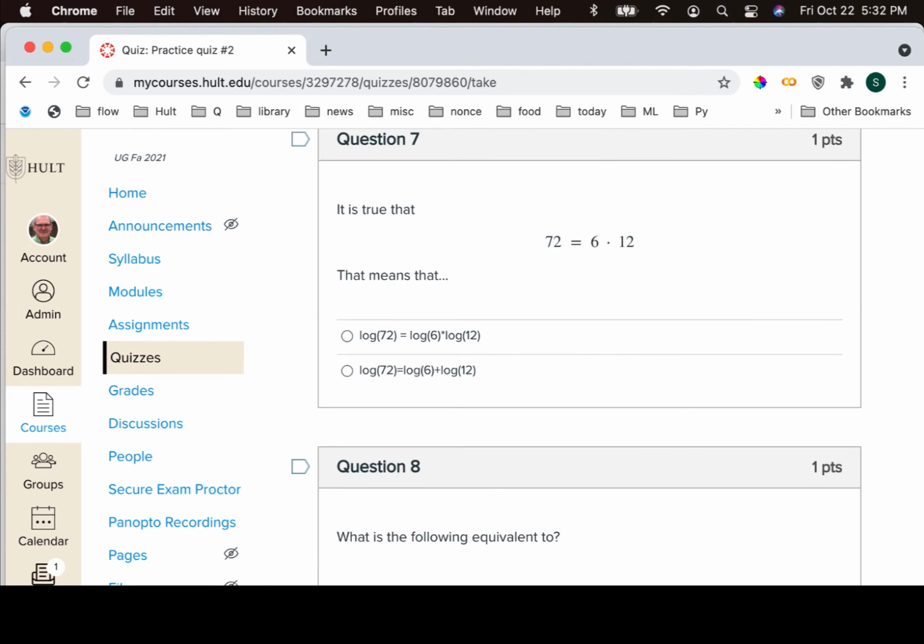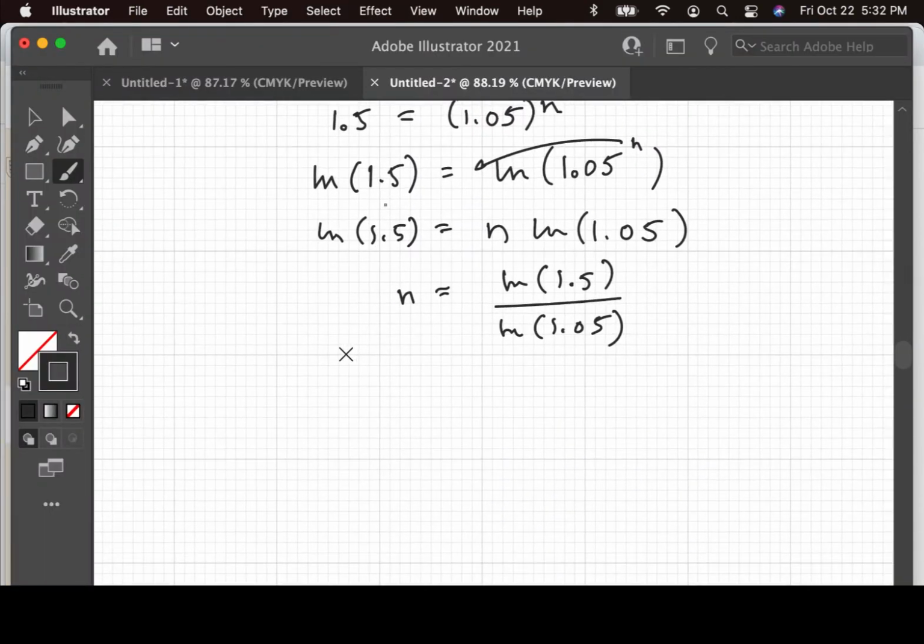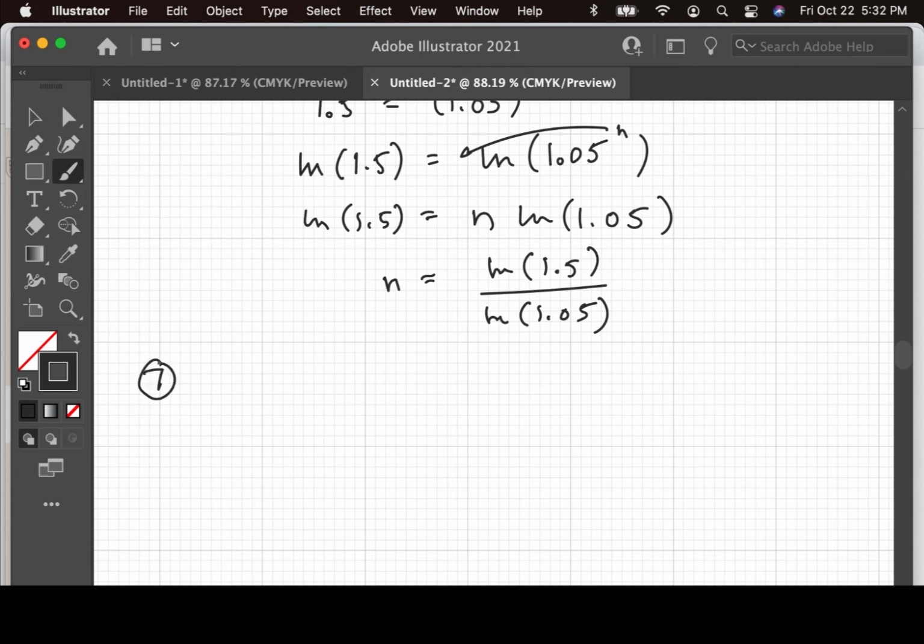Question 7 is a simple question that asks about logarithms of products. So I want to know about the logarithm of 72 compared to the logarithm of 6 and the logarithm of 12. And you'll recall that the trick here is if we have, this is question 7, logarithm of a times b is equal to logarithm of a plus the logarithm of b.